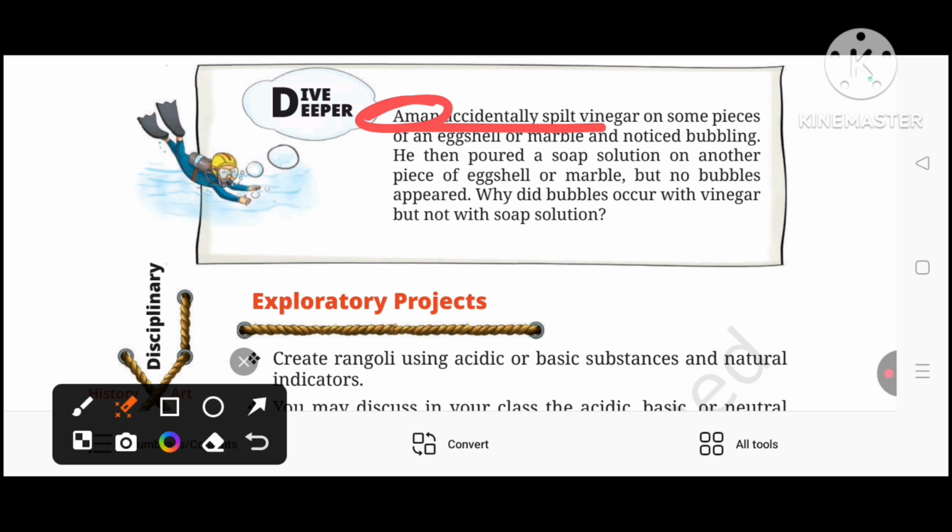As we know, eggshell or marble is made from a base and is basic in nature. When vinegar, which is acidic in nature, is spilled on these samples, an acid-base reaction, or neutralization reaction, starts to occur. Because of this neutralization reaction, bubbling starts. We know that the soap solution is basic in nature, and if we pour this basic solution on marbles which are already basic in nature, there will be no bubbles. This is the possible reason.